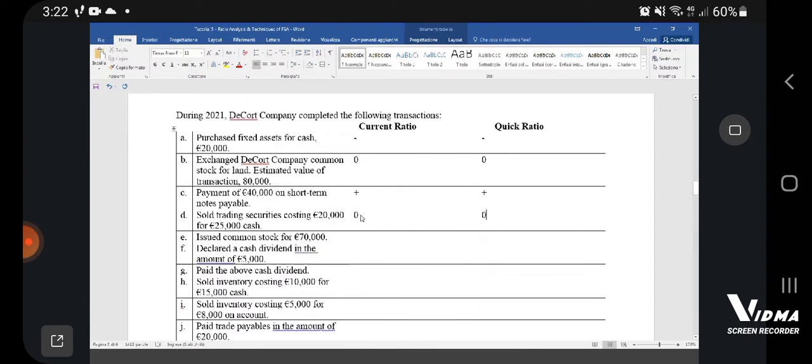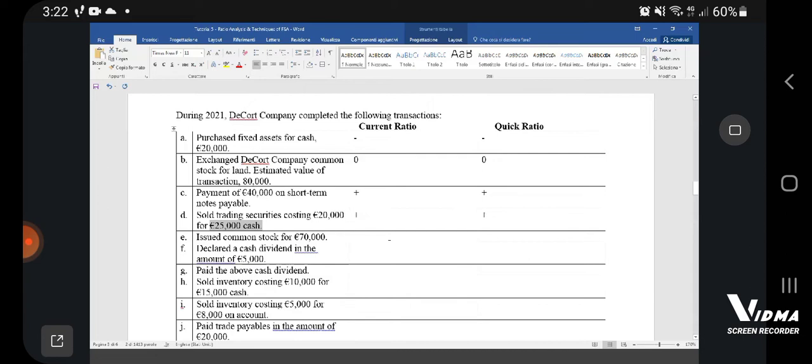sorry, my mistake. I mentioned the gain and I totally forgot. We are selling trading securities, 20,000, they are part of the current assets, remember. And we are exchanging them for 25,000 in cash. So after this transaction, the current assets will be increasing by 5,000. Okay? Whereas the current liabilities will not be changed.